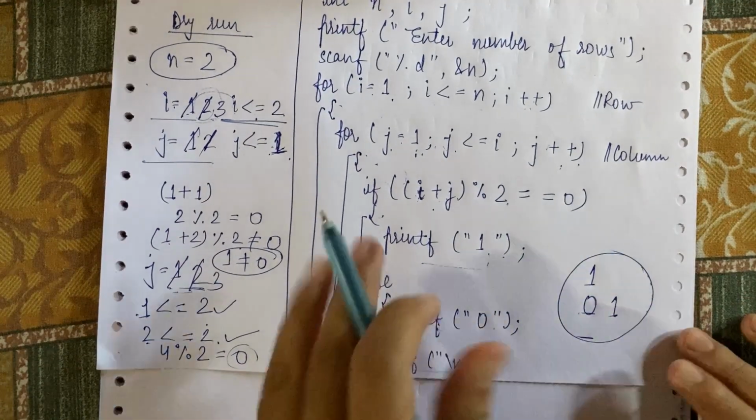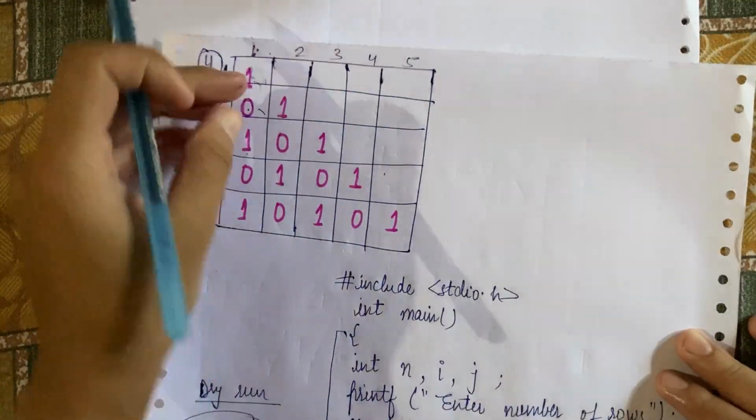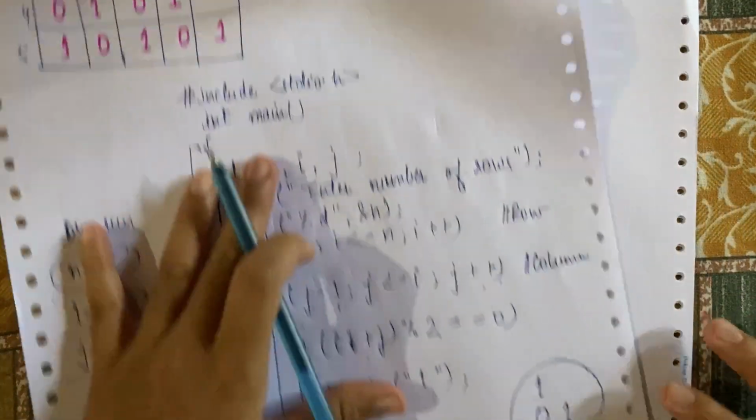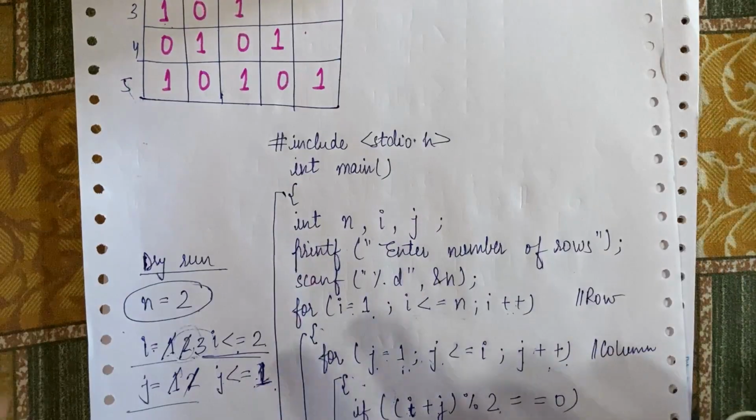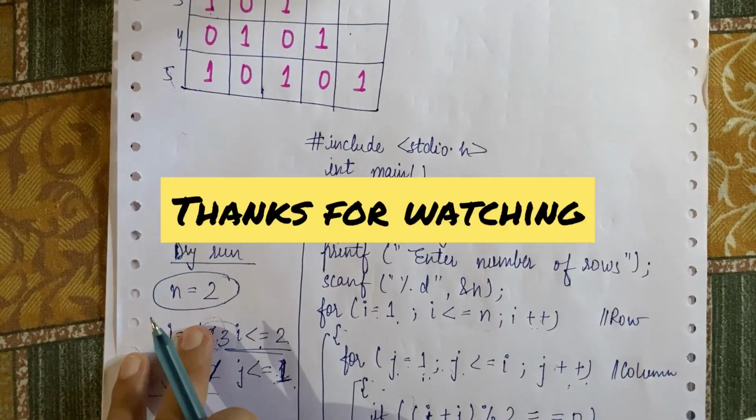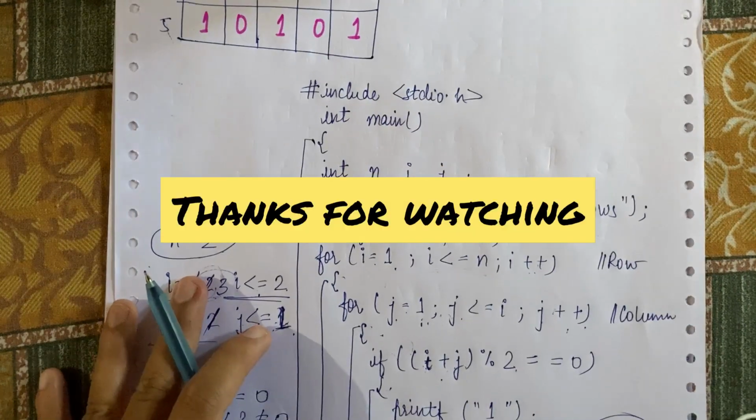That means for n equal to 2, for these 2 rows, we have this pattern. I hope you guys understood. It is a very simple code. You just need to understand the logic.